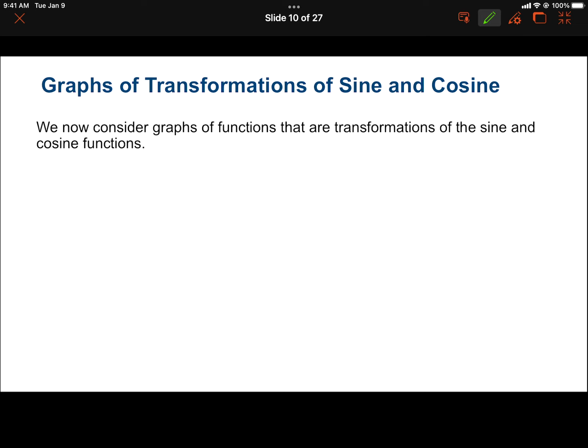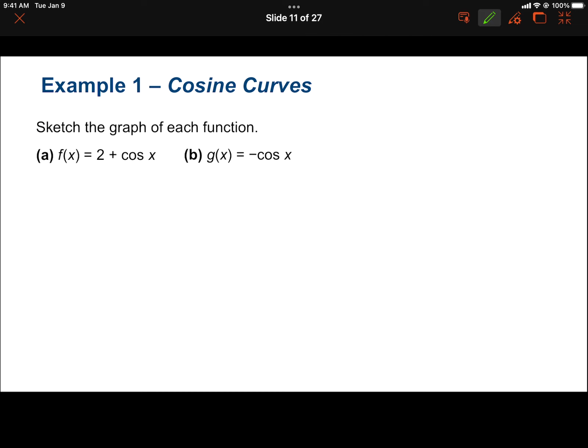So now we're going to look at some transformations. We're going to take those two, what we call the parent functions. Just like we did in semester 1, we moved things left and right, up and down, we reflected them. We're going to do the same thing with these two graphs. Okay, so we're just going to start by looking at it. We want to sketch the graphs of two different ones, A and B. I'm just going to start with A right here, 2 plus cosine x.